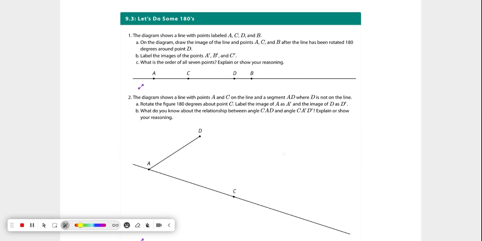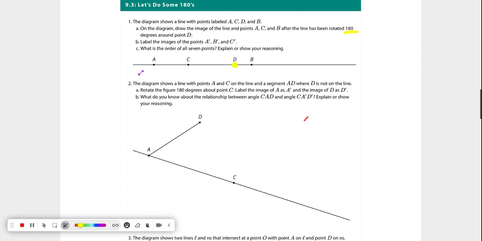And then activity 9.3. In this activity, again, you're going to need tracing paper. You are going to need to draw this line and the points A, C, D, and B. D will be your center of rotation. So you're going to hold your pencil down on point D and rotate it 180 degrees. And you're going to mark your A prime, B prime, and C prime. Now, they're going to end up on the opposite side here because we're rotating 180 degrees. So you're going to have A prime somewhere here, C prime somewhere here, and B prime somewhere here. But you will need tracing paper to do that.